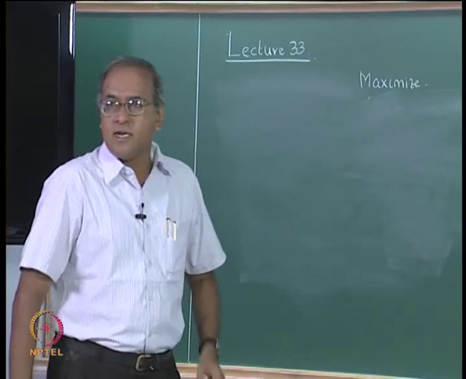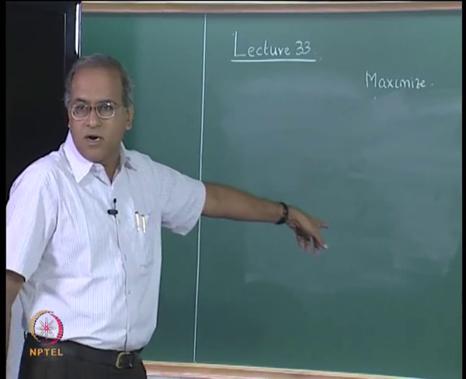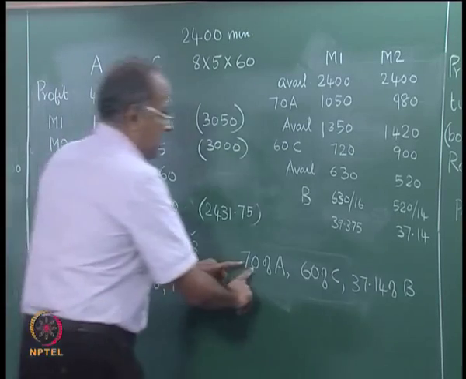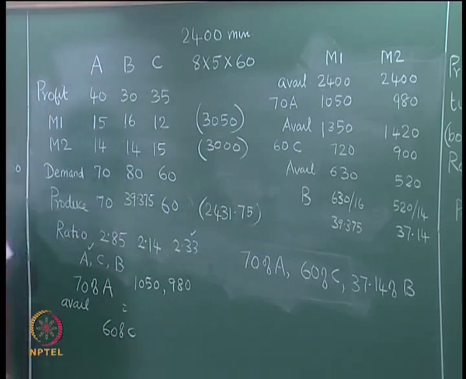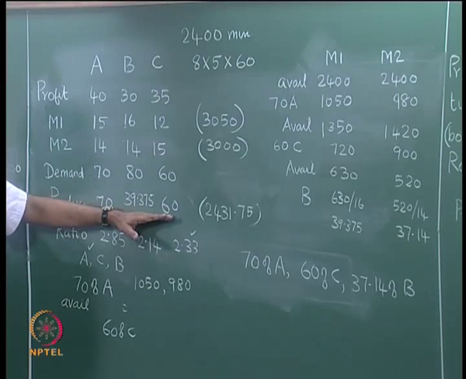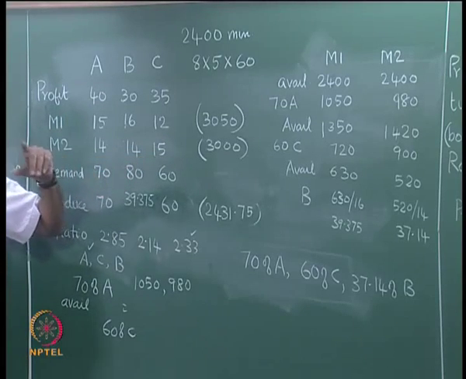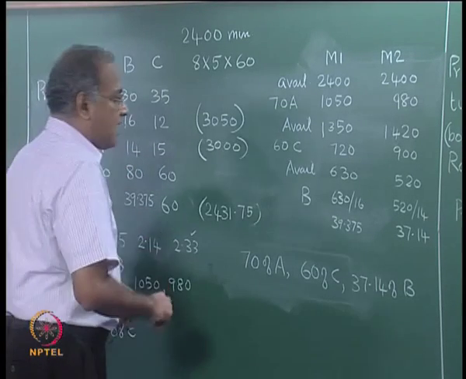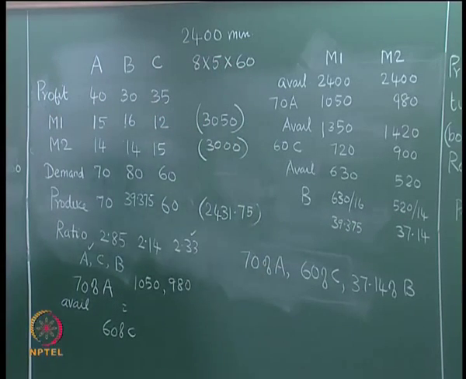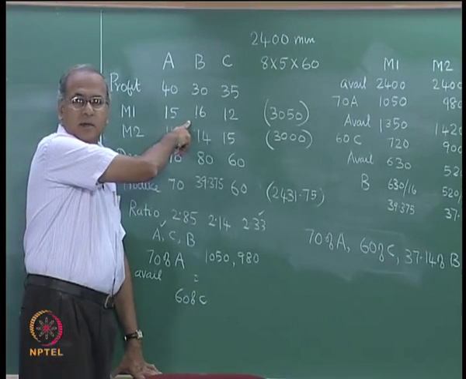Interestingly, if we had chosen M2 as the first bottleneck, which we did now as a second bottleneck, we would have got this solution, which requires 2400 time units on the second machine M2, and this, if you see carefully, 39.375 has come down to 37.14. So, it will require less than 2400 on M1.